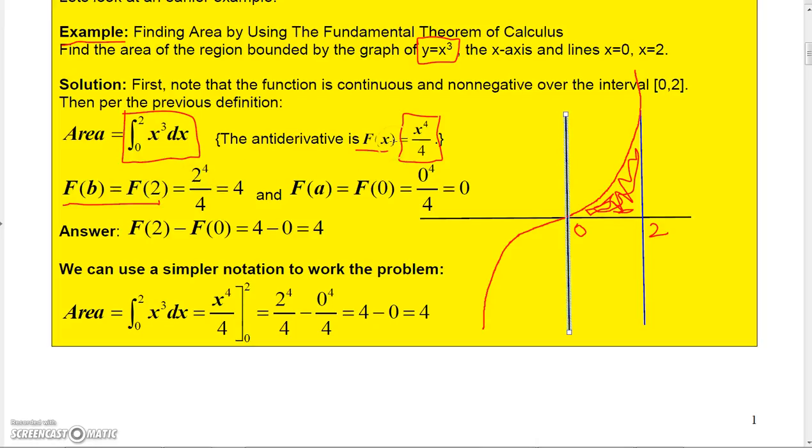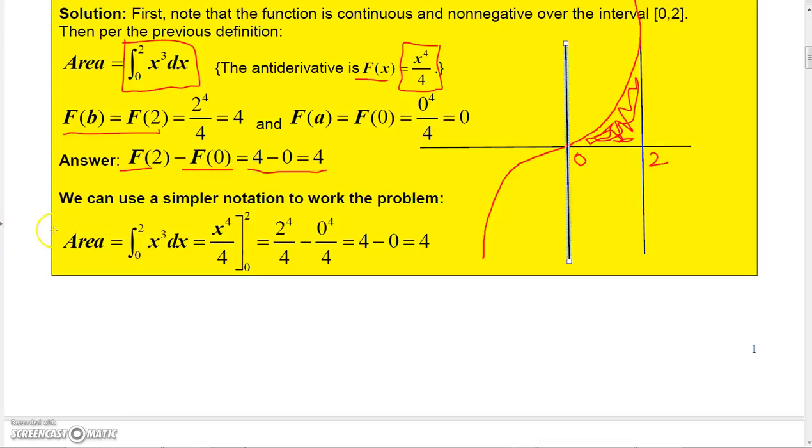So if I evaluate this function at 2, I get 2 to the 4th over 4, which is 16 over 4, which is 4. And then if I evaluate it at a, I get F of 0, which is 0 to the 4th over 4, which is 0. So then capital F of 2 minus capital F of 0 is just 4 minus 0, which is 4.